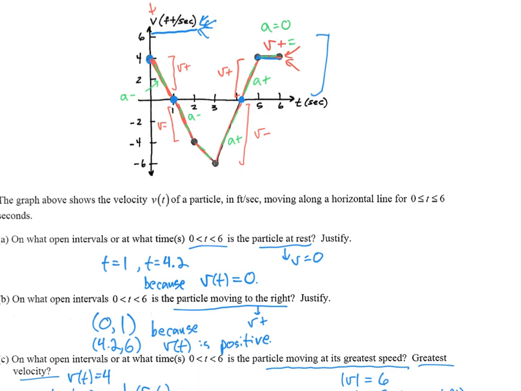As a matter of fact, the constant positive velocity is just 4 over that interval. So if the particle is keeping a velocity of 4 from 5 to 6 seconds, then it's neither speeding up or slowing down. The velocity is staying constant.